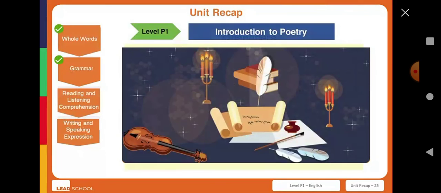I hope this helped you catch up with all the things we learned. In part 2, we will revise reading and listening comprehension as well as writing and general awareness.